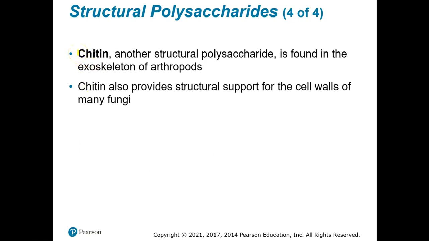Another polysaccharide, another structural polysaccharide besides cellulose, is chitin. Chitin is found in the exoskeleton of arthropods. Arthropods are going to be like crabs, lobsters, shrimp, and insects, and spiders, scorpions. Their exoskeleton is going to contain chitin, and also the cell walls in many fungi contain chitin.